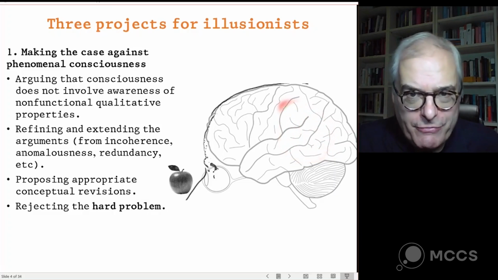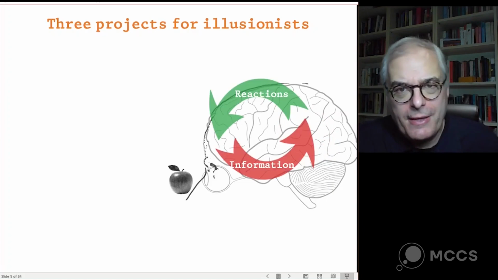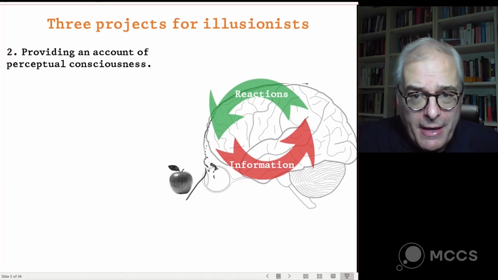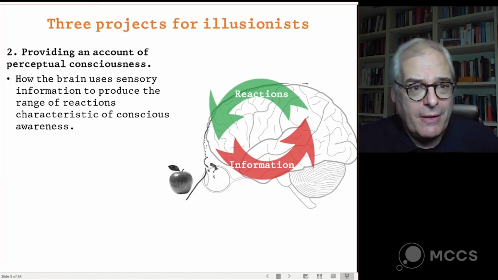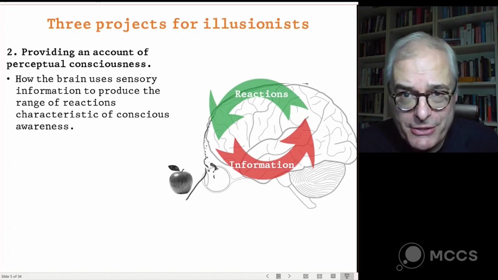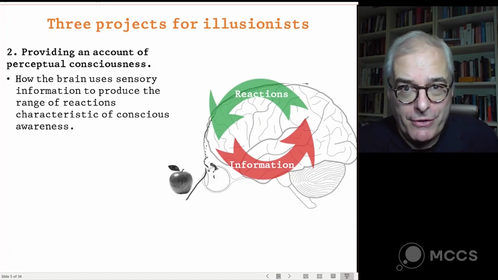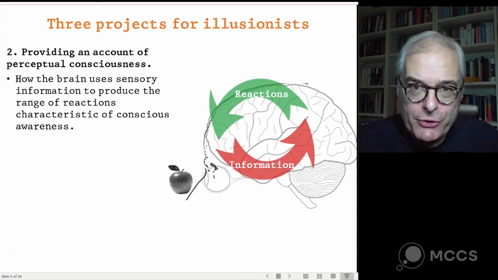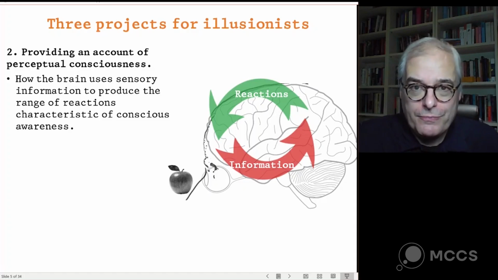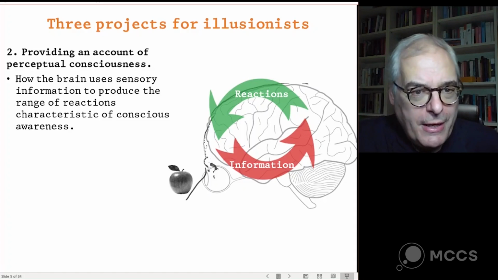Okay, another project, a more positive project this time, is providing an account of perceptual consciousness. First-order consciousness, consciousness of the world. And here the question is not how do our sensory systems produce mental qualities, qualia; rather, it's how does the brain use sensory information to produce the range of reactions that are characteristic of consciousness. We ask what it is that conscious experience is doing, and we try to identify the mechanisms, the brain processes responsible for producing that range of reactions.